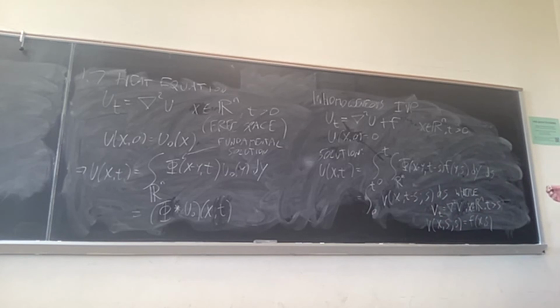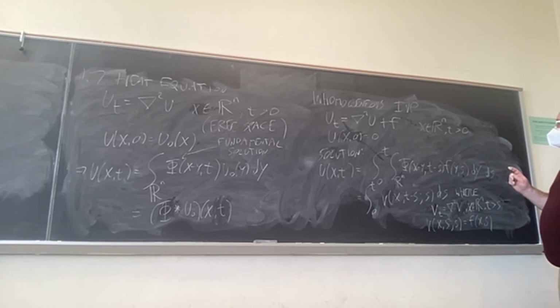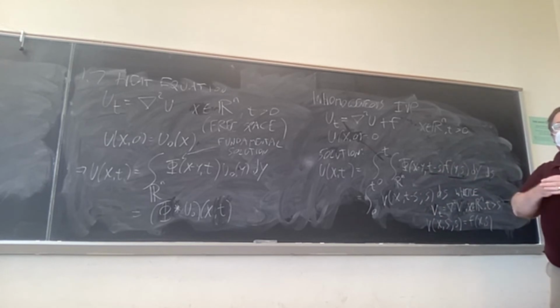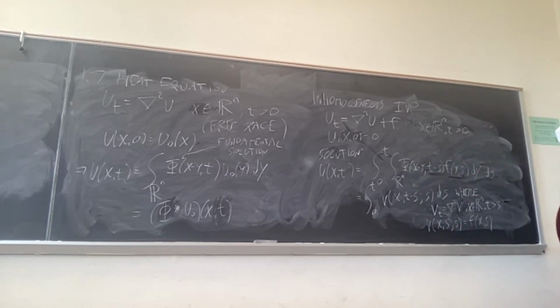So let me explain in words what's happening here. You can think of f, because it's a source term, as an external heat source. So at each instant s, f of y, s is treated like initial data. That initial data is evolved from time s up to time t. That's why the gap in time here is t minus s. We start at time s, evolve up to time t, so over that span of time, t minus s.